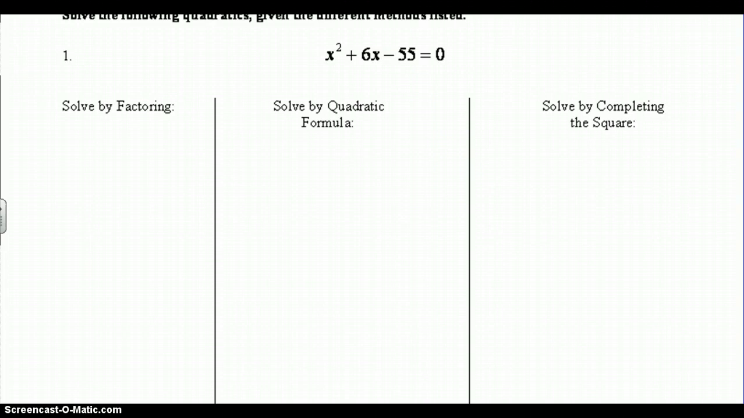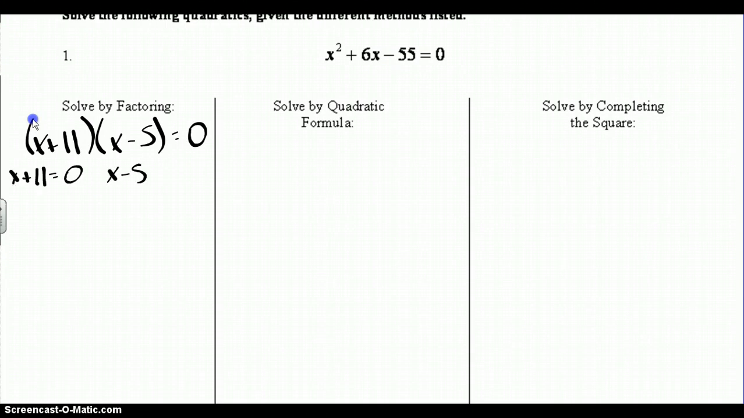We have x squared plus 6x minus 55. So we've got to look for two numbers that multiply to negative 55 and add to 6, which is going to be 11 and negative 5. Okay, so that's how we write our two factors. And then we have to use the zero product property to set both equal to 0. And then we'll solve. So we should get x equals negative 11 and x equals 5. So this is what we should expect for the other two ways of solving.